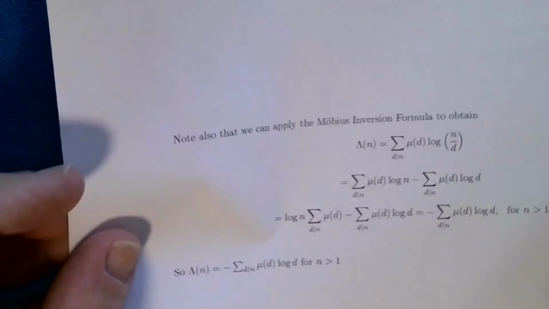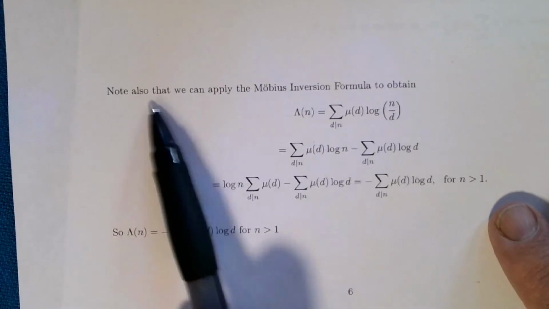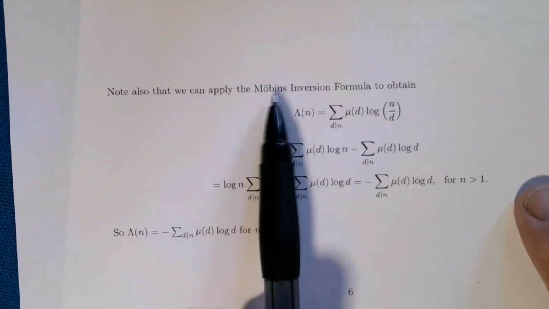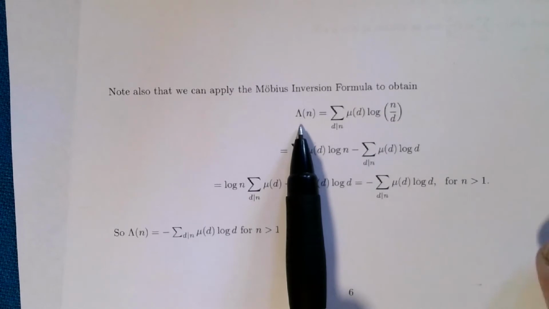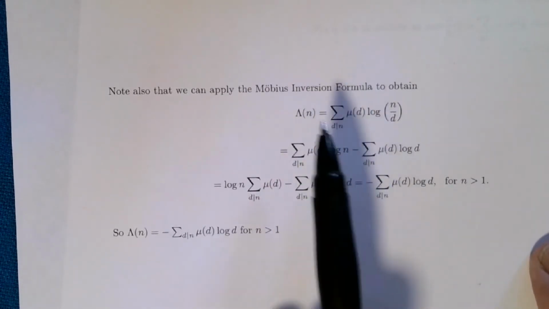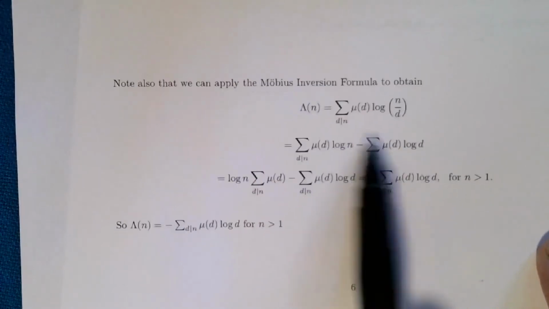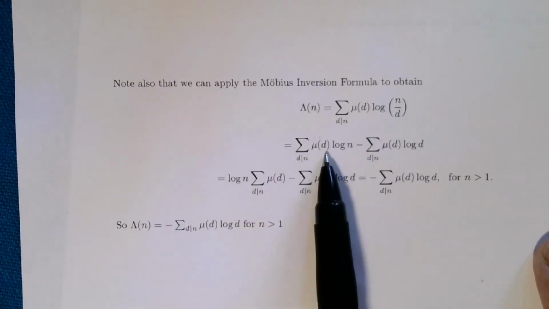Notice we can also apply Mobius inversion. Once you've got all these tools, you can play with them and see what interesting things come out. So I can apply the Mobius inversion formula to that result we just had, and I can recover the formula for lambda of n in terms of logarithms. So it's just the Dirichlet product of mu of d times log of the cofactor. And using the log laws, I can split this up into two bits.